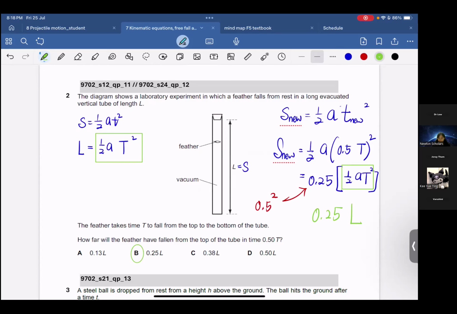Is it okay? Okay, thank you. Then okay, we go to number 3. Number 3, try it by yourself. Okay, thank you, Junho. Right, number 3, try.